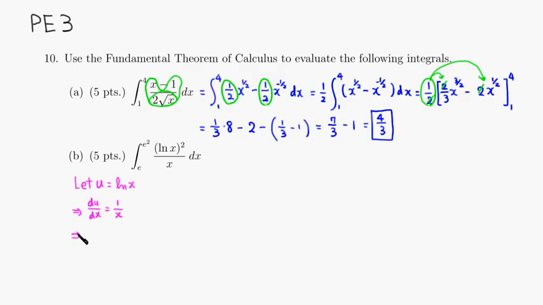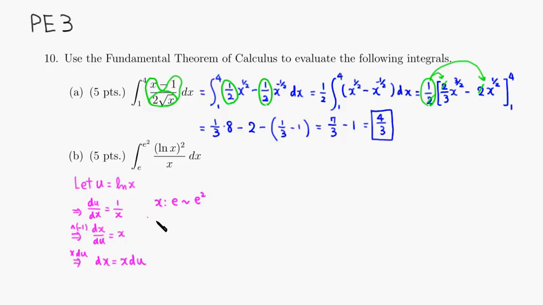Take the reciprocal of both sides. We have dx over du, which is equal to x. Then multiply by du to get dx equal to x du. Also we need to convert the lower limit and upper limit. So in this case, x is going from e to e squared.